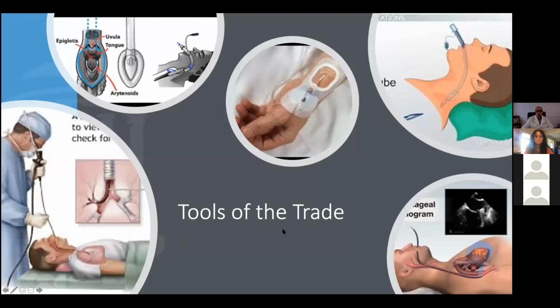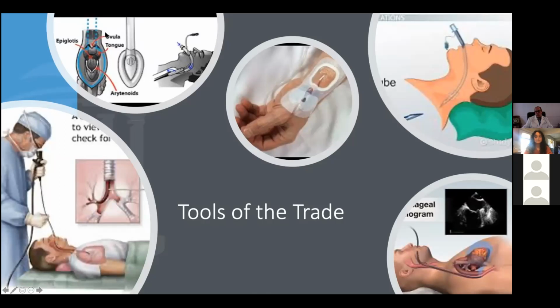Some tools of the trade. These are some things I was talking about that we may use, and we're going to go through some of them. Over on the left side is a bronchoscope. As anesthesiologists, we do have some cool toys to play with, and that's one thing that interests me within anesthesia. This is a camera that we use to go down into the lungs to actually visualize them. We use this sometimes to place a breathing tube, which is mainly what we use this for ourselves.